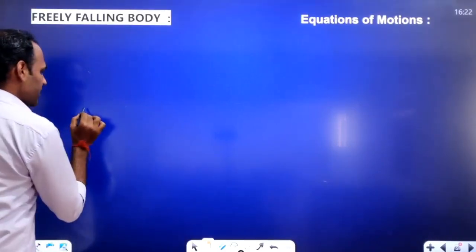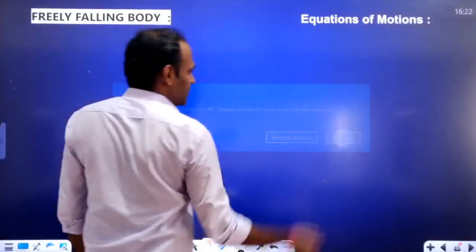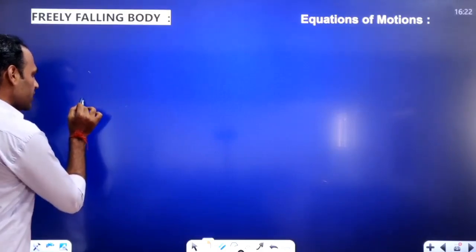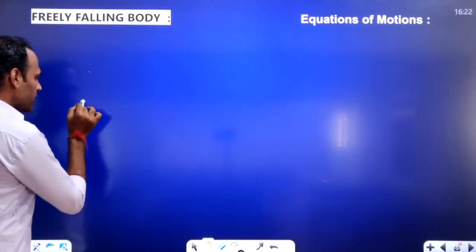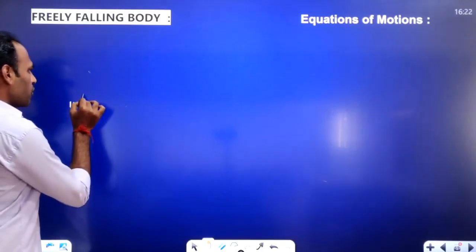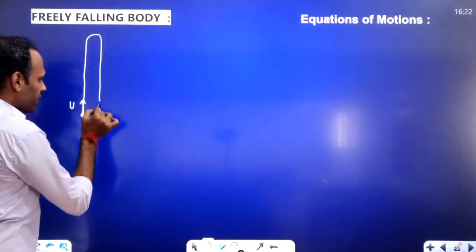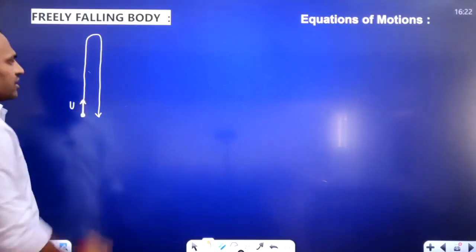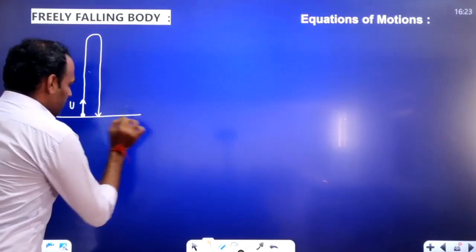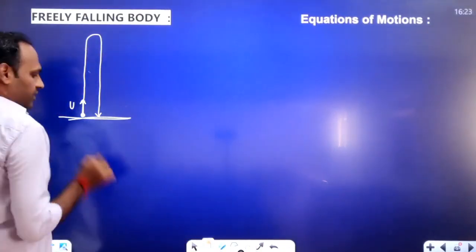See, I will consider a case here in which a ball is thrown vertically upwards with a certain initial velocity called u. Right? It is thrown vertically upwards. This ball will travel up till a certain height and it will come back to the ground. Right? It will travel a certain height and it will come back to the ground. Clear? Okay.